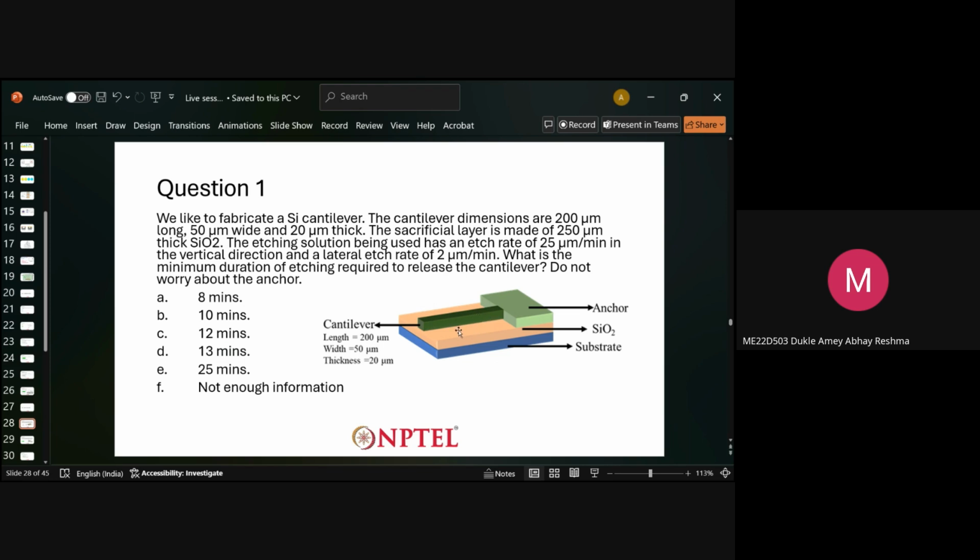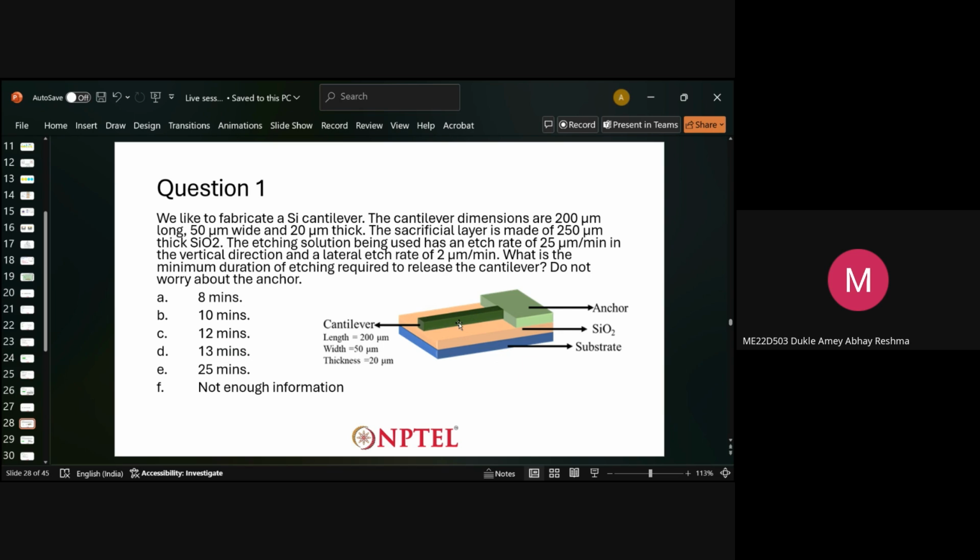So now what you are doing is you want to remove the sacrificial layer below the cantilever so that you can release it and you can have the structure moving. As I said, in the anisotropic etching, the etch rate will vary across one axis. So here there is one vertical etching rate and one lateral etching rate. Since it's a hypothetical situation, they are saying don't worry about the anchor. It will not get etched away.